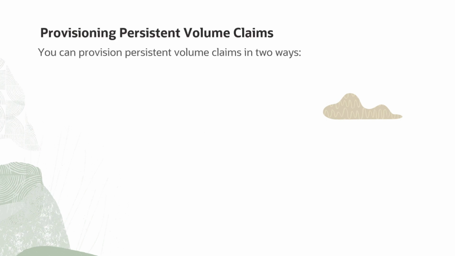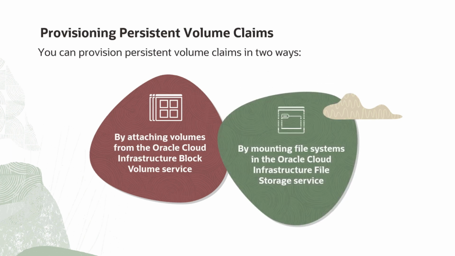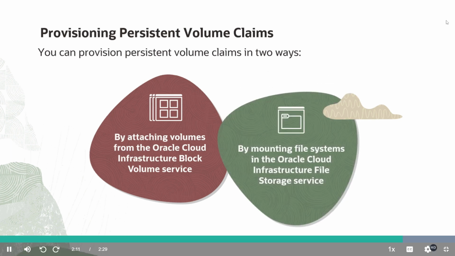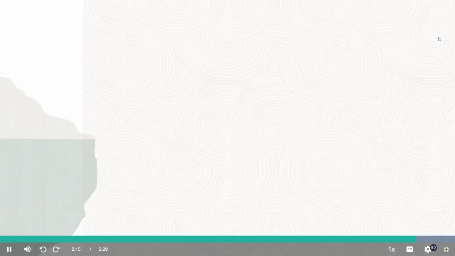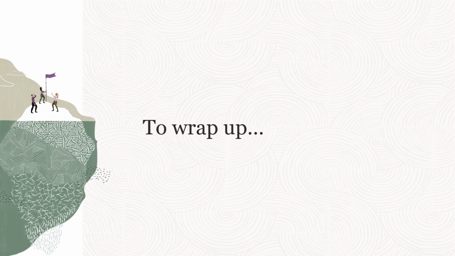So let's get practical. How do we provision these persistent volume claims? Well, we've got two main ways. You can attach volumes from the Oracle Cloud Infrastructure block volume service. We'll dig into the nitty-gritty of that. Or you can mount the file systems in the Oracle Cloud Infrastructure file storage service. We are going to explore that too. Hold on tight. Though we are just scratching the surface here, we'll be unraveling the details in the upcoming lessons.